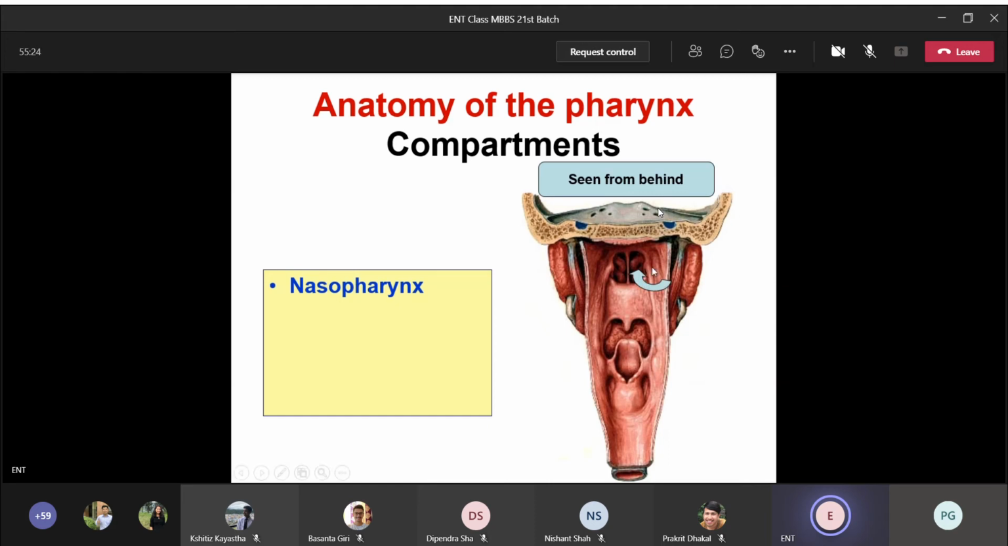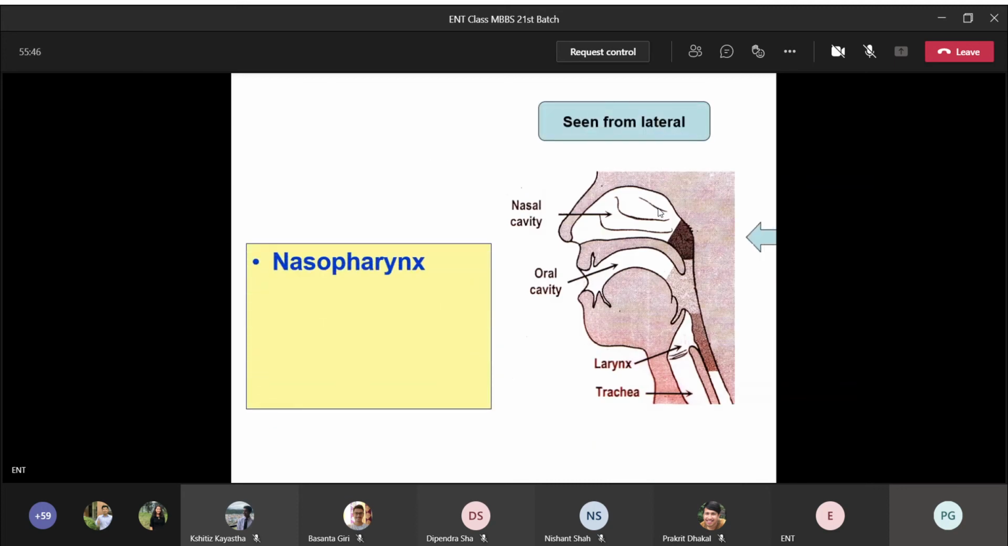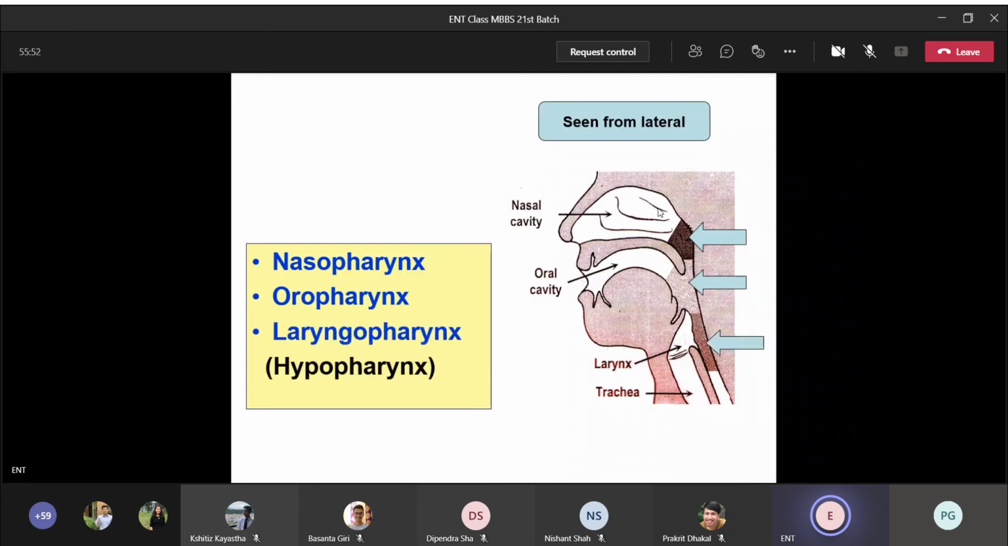See, this is seen from behind. These are the three turbinates, posterior end of the turbinates, and this is the nasopharynx. This is the oropharynx, and this is the hypopharynx. Seen from the lateral, this is the nasopharynx, this is the oropharynx, and this is the hypopharynx or laryngopharynx.